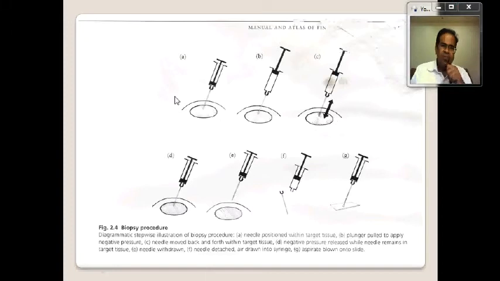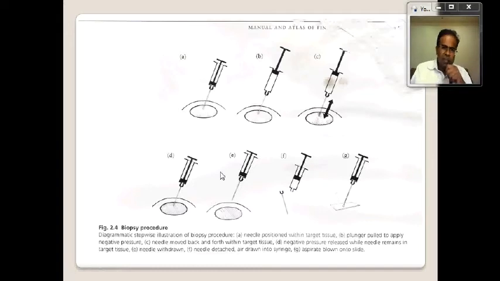In the first figure we can see the lesion with the needle in situ, penetrating and hitting the target properly. Then a negative pressure is applied to the syringe. After negative pressure, the needle is moved to and fro in the lesion. Pressure is released. Then the needle and syringe are taken out of the target tissue. The needle is detached. The syringe is again filled with air, and with the help of this air, a small drop of aspirate FNAC material is expelled onto the slide. So that's the technique.